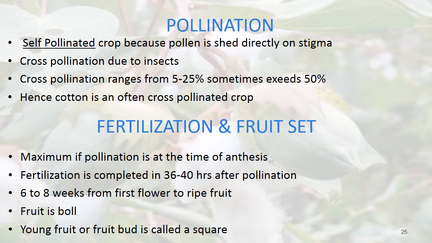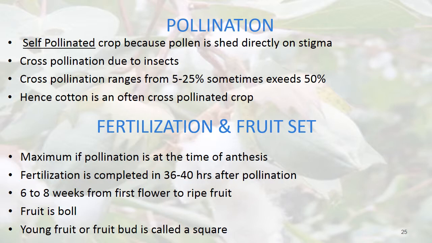Coming to pollination habit, it is basically a self-pollinated crop, but it is classified as often cross-pollinated because pollen is shed directly on stigma. Cross-pollination is due to insects that ranges from 5 to 25%, sometimes exceeds 50%. Hence, cotton is often cross-pollinated.